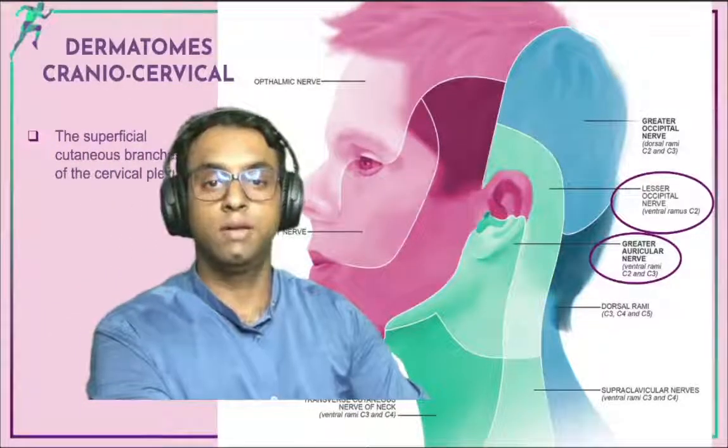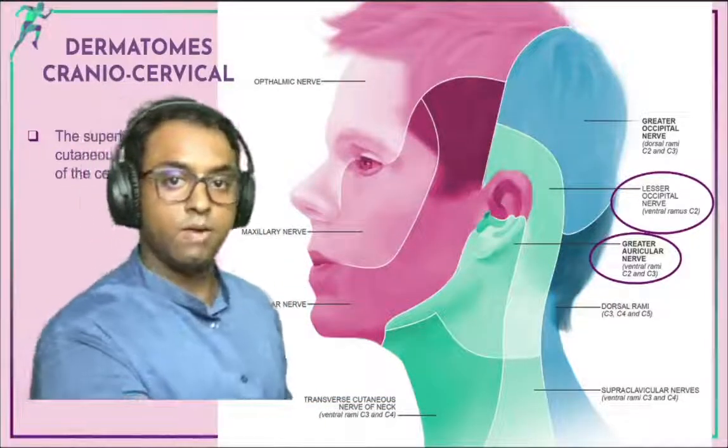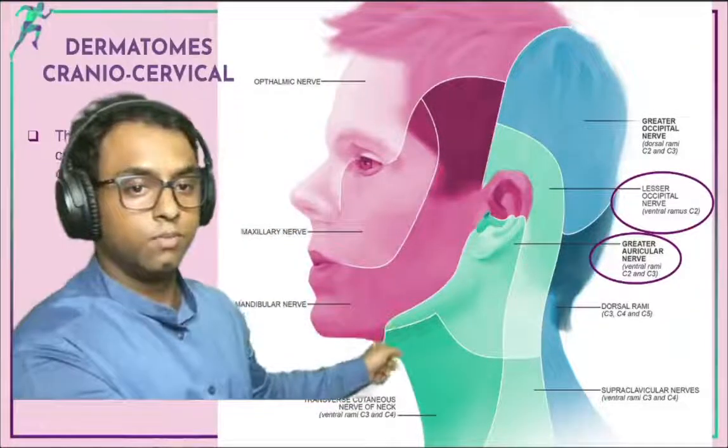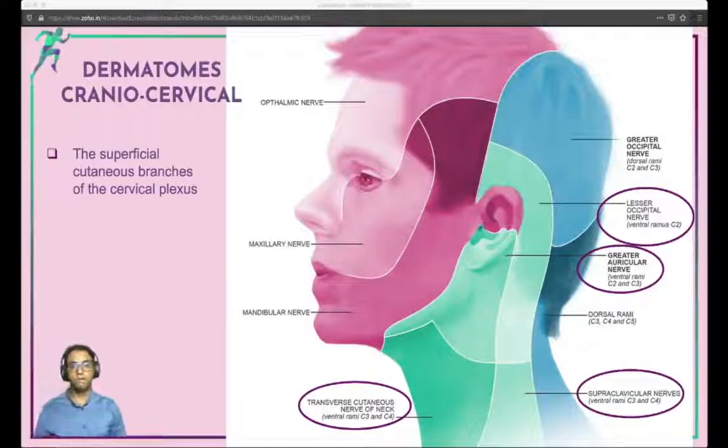The transverse cervical nerve, which is formed by the branches of the C2 and C3 ventral rami, supplies the skin on the lateral and anterior part of the neck, this portion over here. And the supraclavicular nerve, that is formed by the branches of C3 and C4 ventral rami. It divides into three nerves, medial, intermediate, and lateral, and supplies the skin over the sternocleidomastoid, sternoclavicular joint, upper chest wall, acromion process, and posterior part of the shoulder.